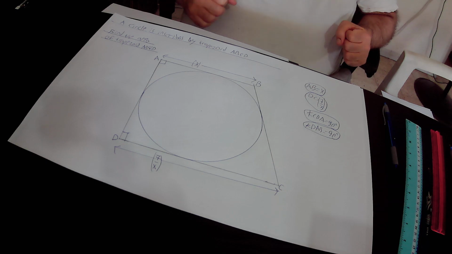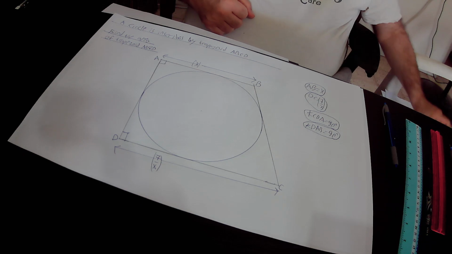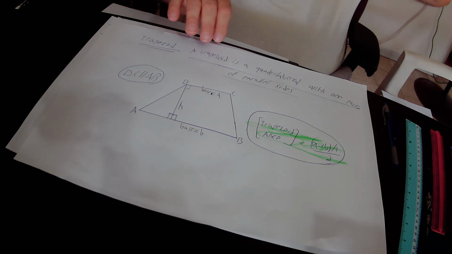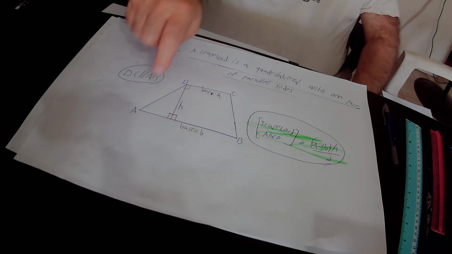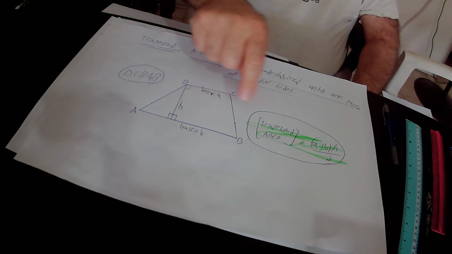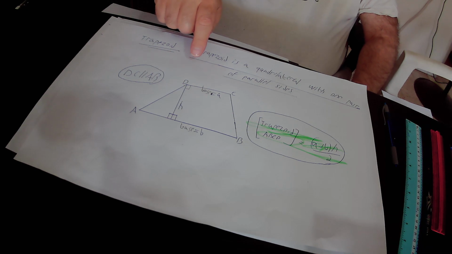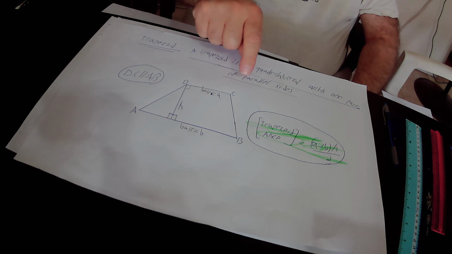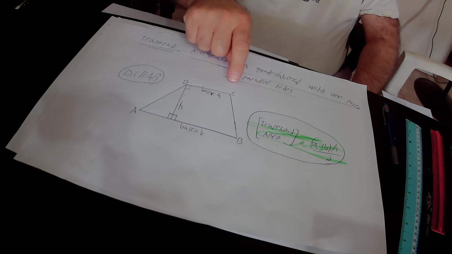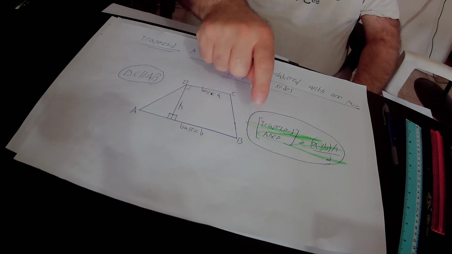First of all, what is a trapezoid? A trapezoid is a quadrilateral with one pair of parallel sides. This is trapezoid ABCD. Here, side DC is parallel to the opposite side AB. The two parallel sides, DC and AB, are defined as the bases of this trapezoid. So DC is the first base and AB is the second base.